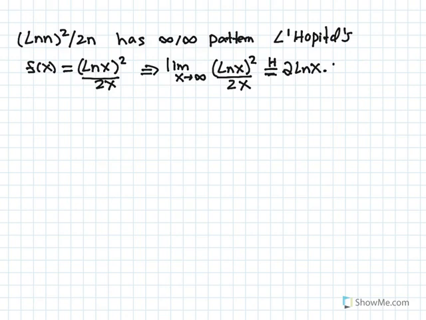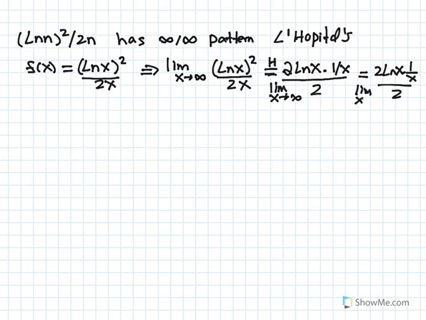Derivative of log x is 1 over x. Now differentiate the bottom, differentiate 2x and we get 2. So the result is going to be 2 log x times 1 over x divided by 2. And we should put limit as x goes to infinity on all these expressions. The 2's cancel out. So what we have is the limit as x goes to infinity of log x divided by x.